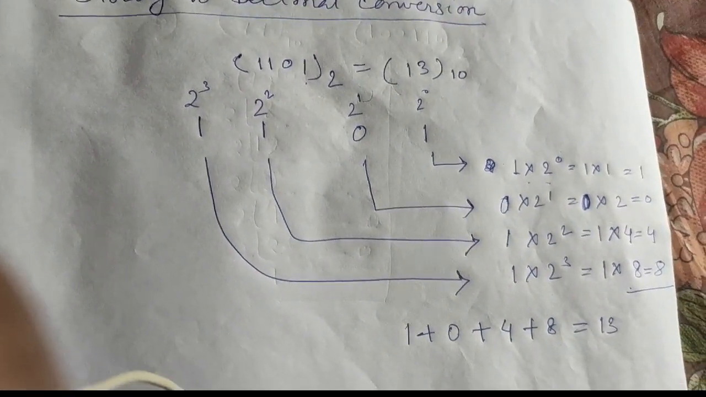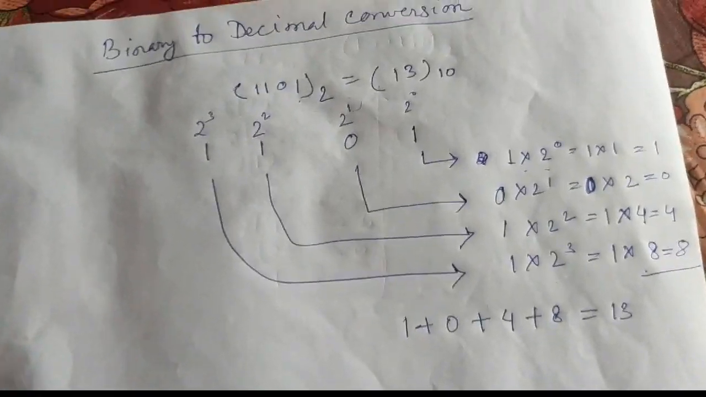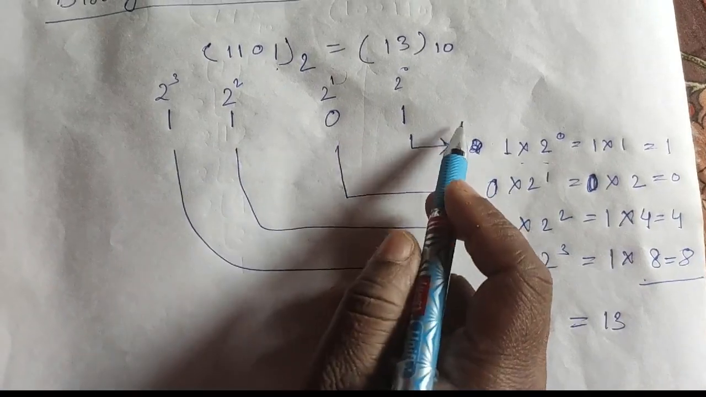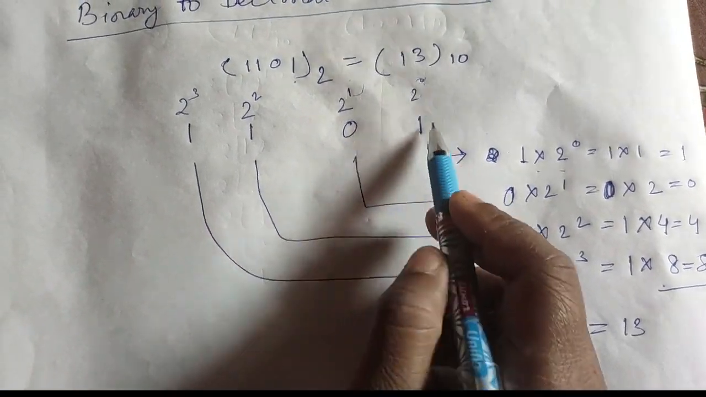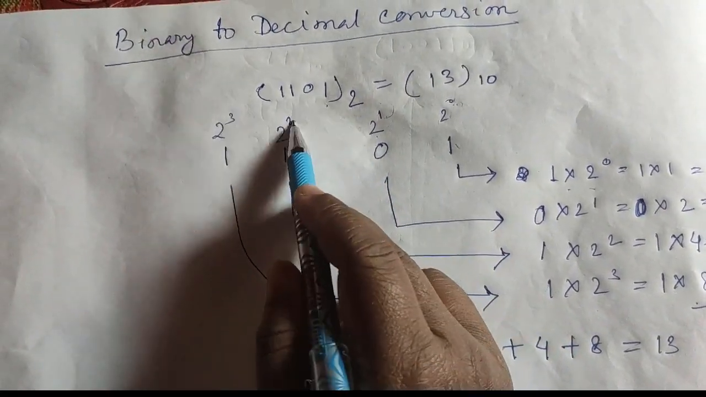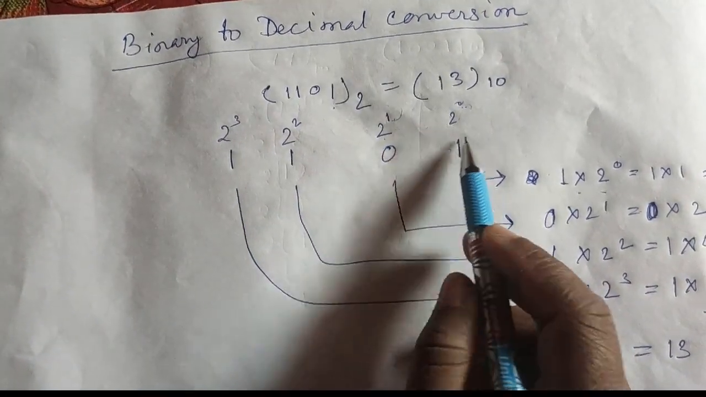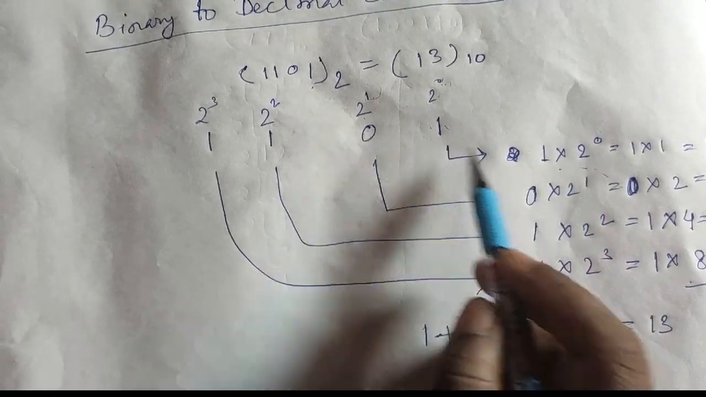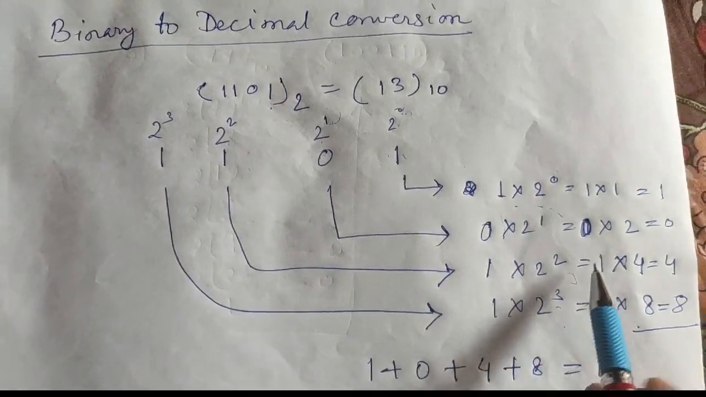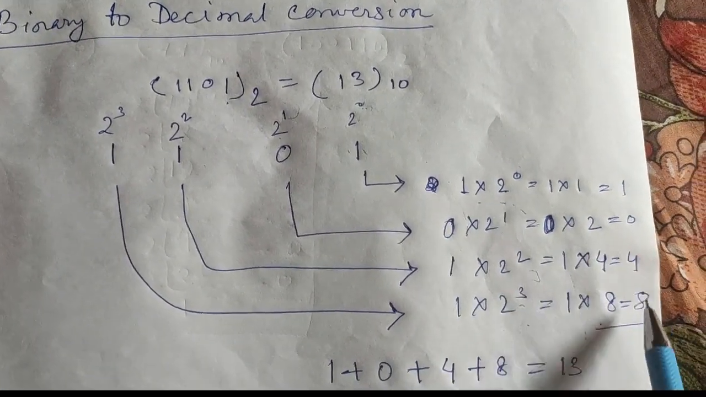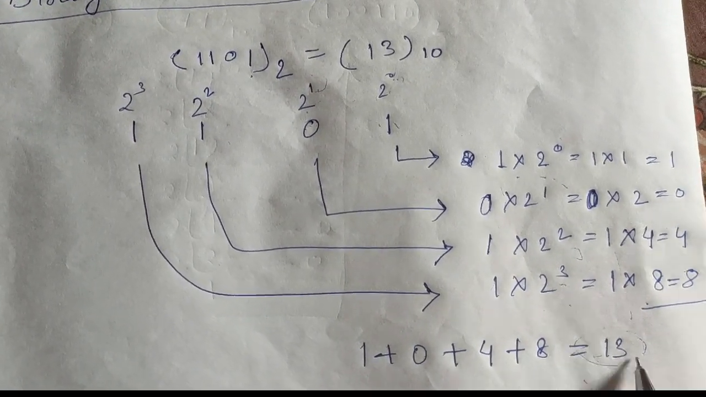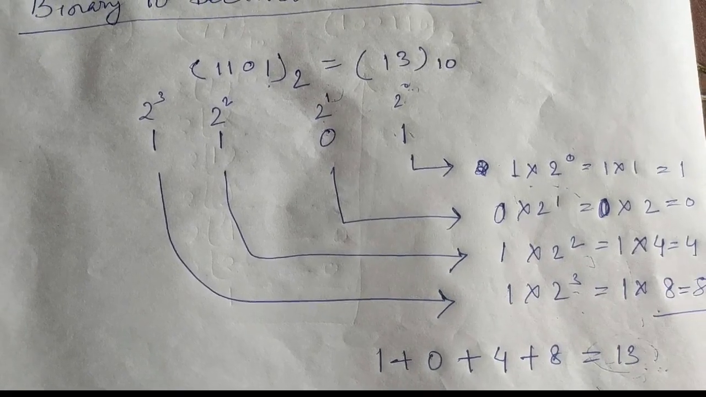Did you get it? How to solve? Again I will show you. We will take this number 1101. For the extreme right position we take the power 0, and we increase by 1: to the power 1, to the power 2, to the power 3. Now 1 into 2 to the power 0, 0 into 2 to the power 1, 1 into 2 to the power 2, 1 into 2 to the power 3. Then whatever values we get, we sum them all up and we get the number in the decimal number system.